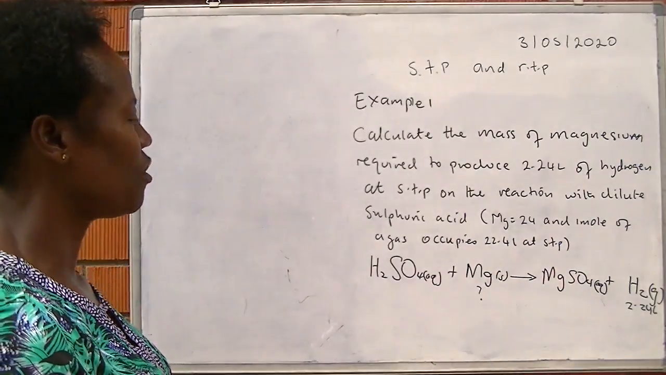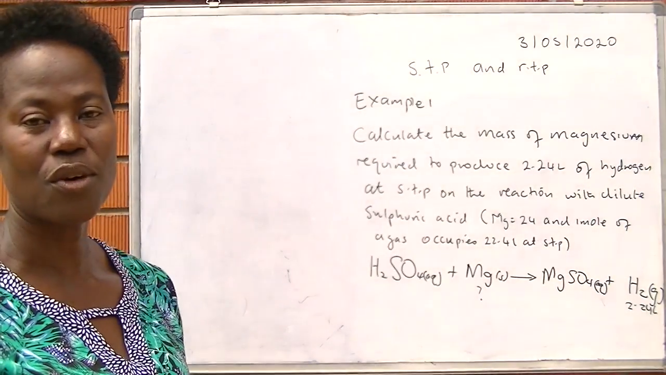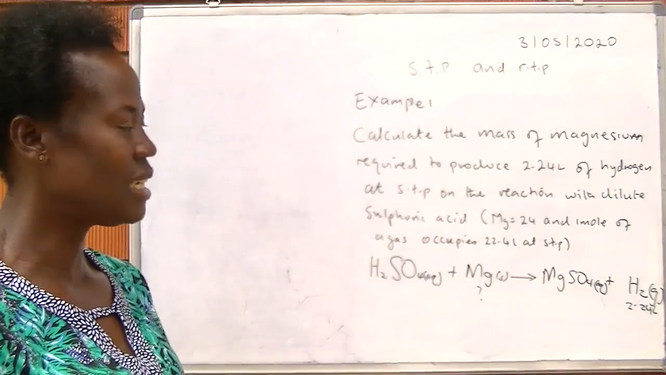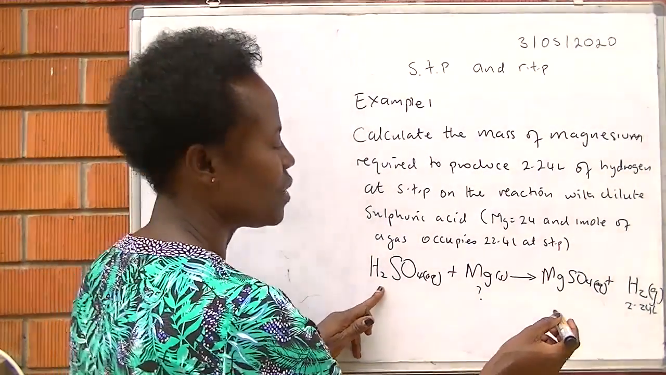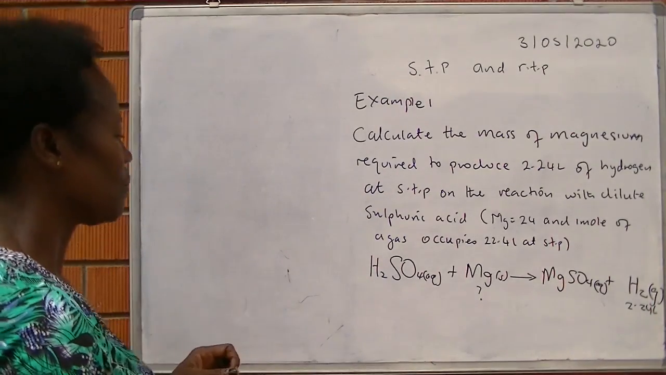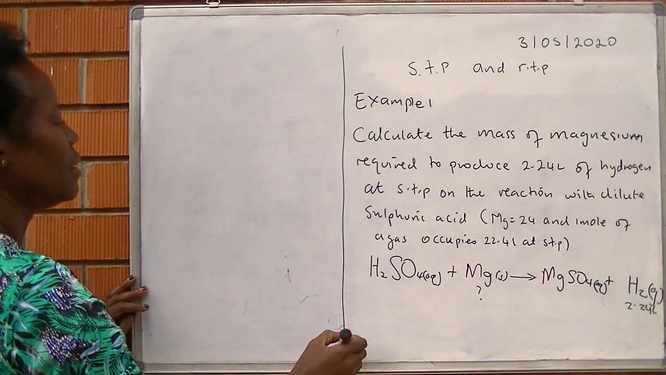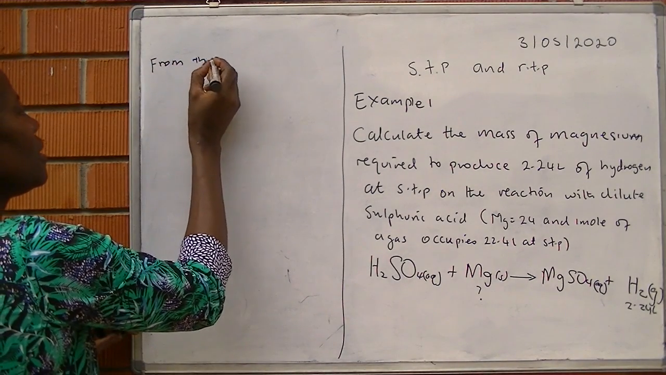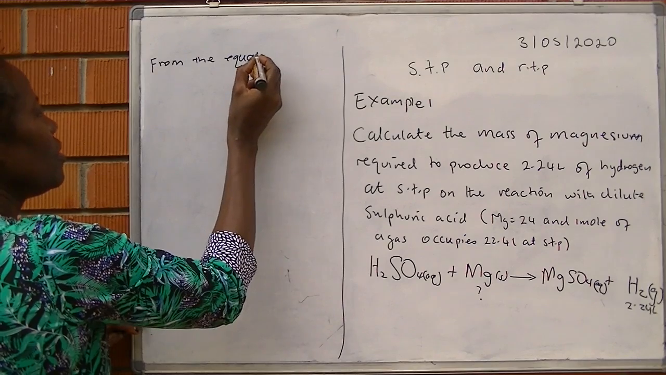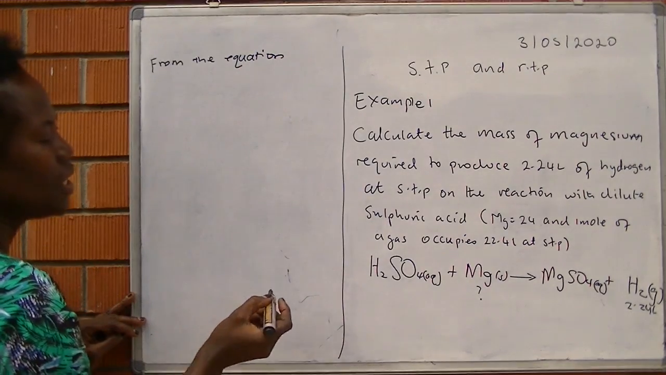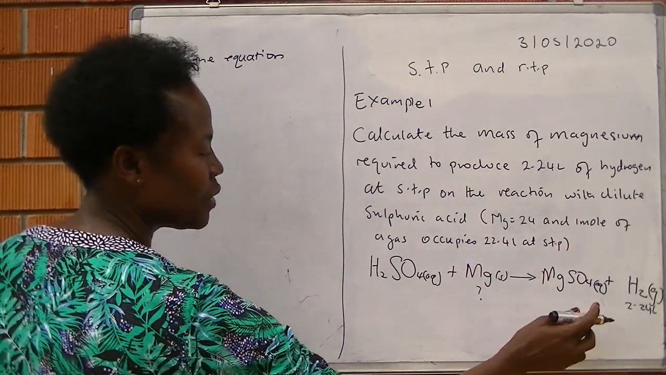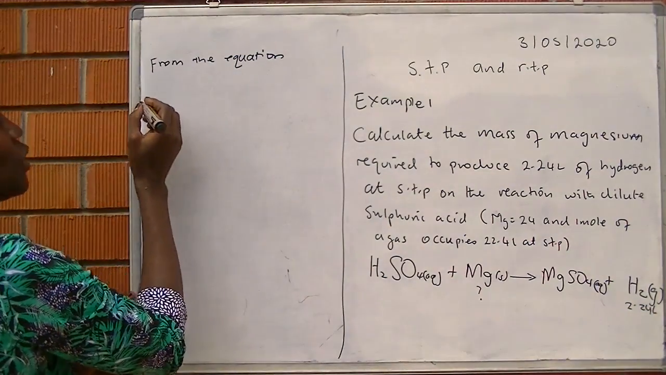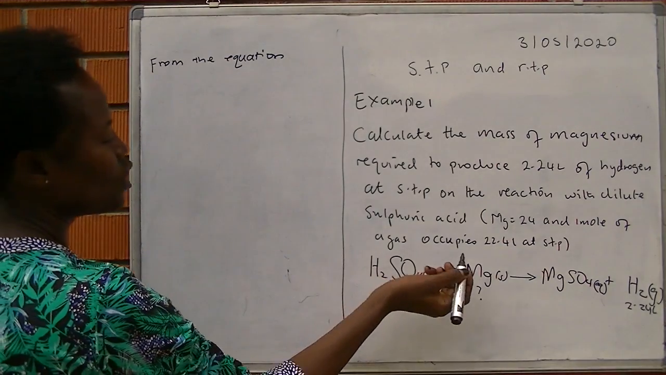Remember we said a mole of any gas occupies 22.4 liters. How many moles of hydrogen have we obtained on the reaction with dilute sulfuric acid? We have obtained only 1 mole. Then you tell the examiner, from the equation, we have only 1 mole. I told you to begin with a side that is having an answer, but not a question mark. So this is 1 mole. And 1 mole of any gas occupies 22.4 liters.